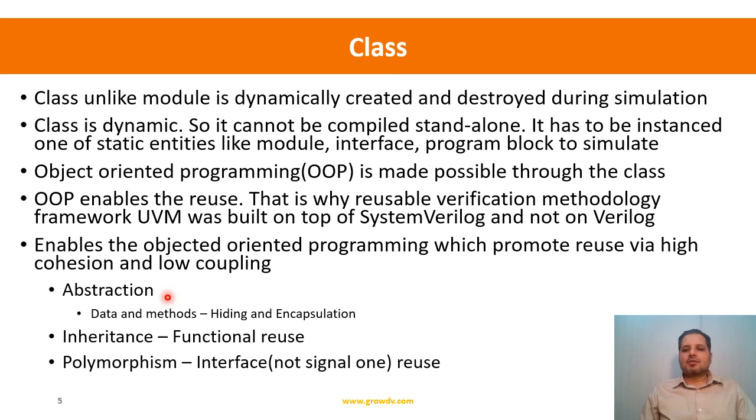So abstraction means that you build a particular component, and the user of that component need not know internally how it functions. He uses it only through a set of interface functions that have been provided, and he doesn't have to worry about how it's internally operating. That's possible with the help of grouping the data and methods together in one entity, and then being able to do the hiding, right?